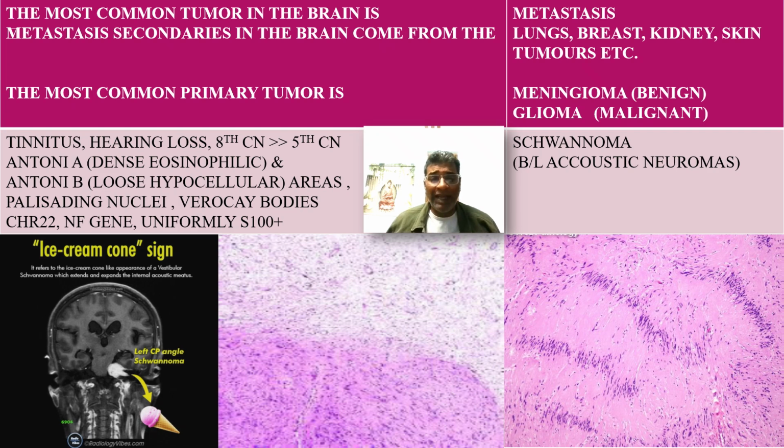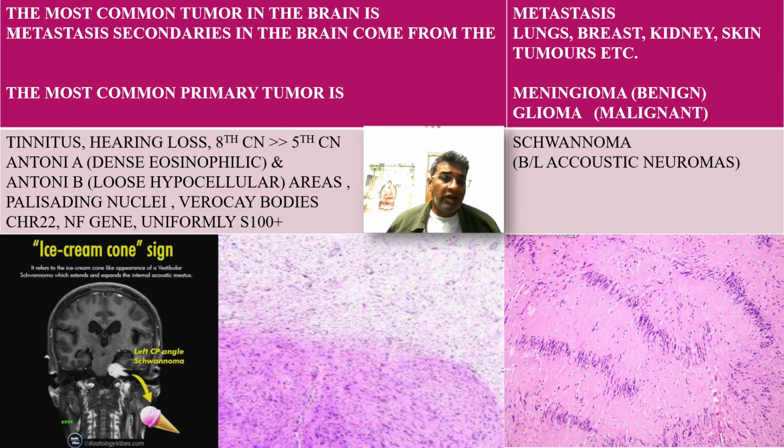There will be true palisading of the nuclei, and you can see the area where there are no cells, that is called Verocay bodies. Verocay bodies are characteristic of schwannoma. Antoni A and Antoni B areas are characteristic of schwannomas. Schwannomas are benign peripheral nerve sheath tumors. They can also be associated with bilateral involvement of the acoustic nerve. Then they are called bilateral acoustic neuromas.